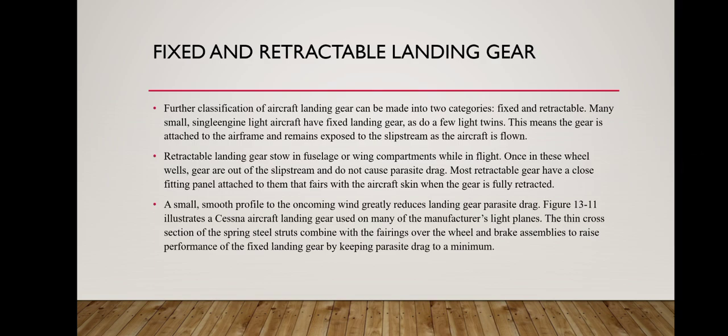Fixed and retractable landing gear. Further classification of aircraft landing gear can be made into two categories: the fixed and the retractable. Many small single-engine light aircraft have fixed landing gear, as do a few light twins. This means the gear is attached to the airframe and remains exposed to the slipstream as the aircraft is flown. Retractable landing gear stow in a fuselage or wing compartment while in flight. Once in these wheel wells, gear are out of the slipstream and do not cause parasite drag.